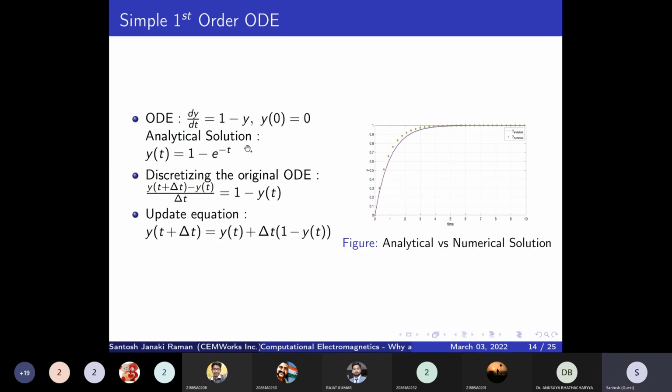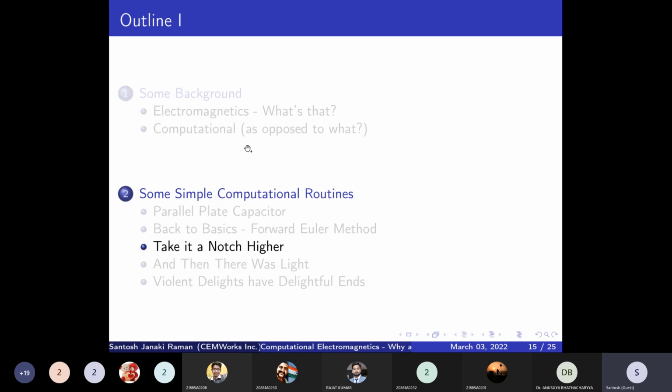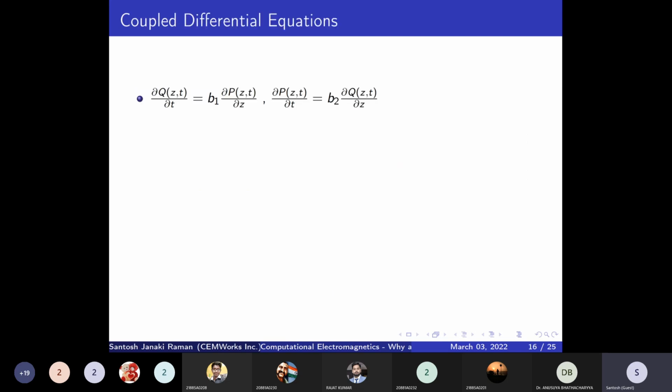So this is a simple equation. Let's say we take it a notch higher: a coupled equation, that is, you have dou q dou t depends on dou p dou z. You have two variables. There's a q that varies with time that depends on a p that varies with z. And this is just a proportionality constant called b1. You have to concentrate on b1. It will be useful in future. So this is one equation. And second, the dual of that is dou p dou t equals b2 dou q dou z, right? So these are two coupled equations.